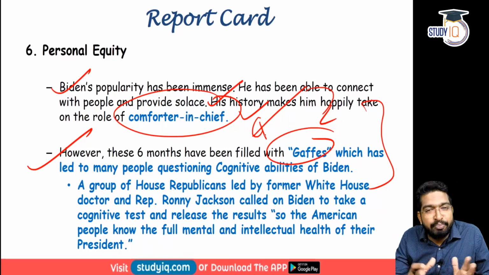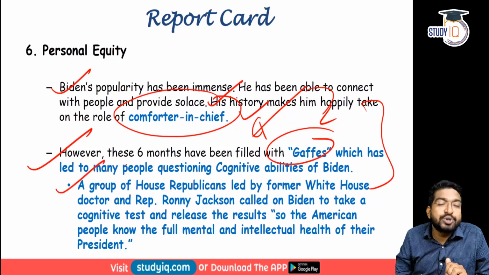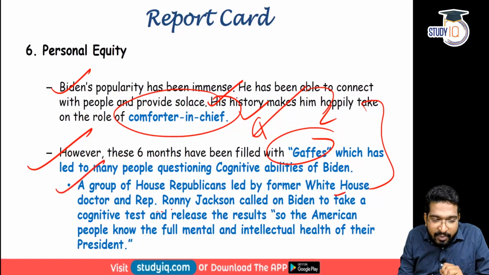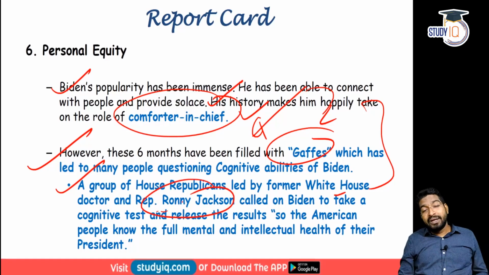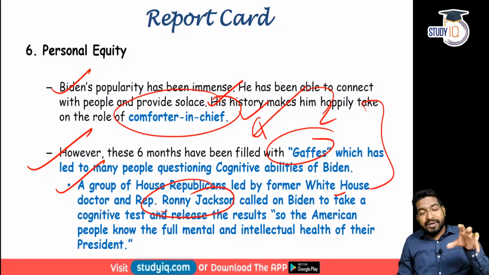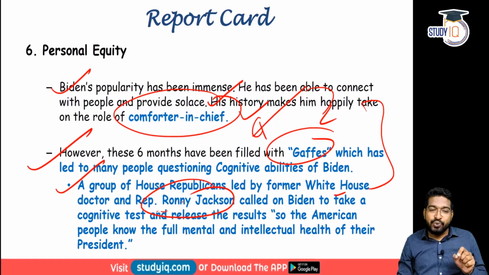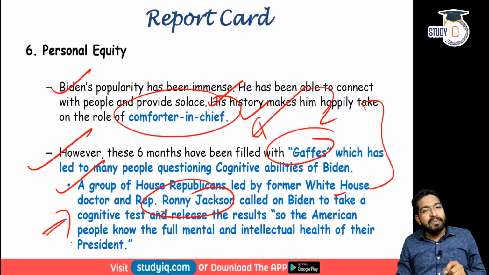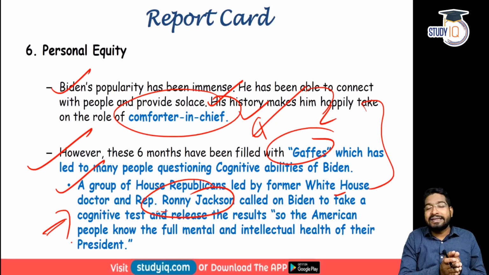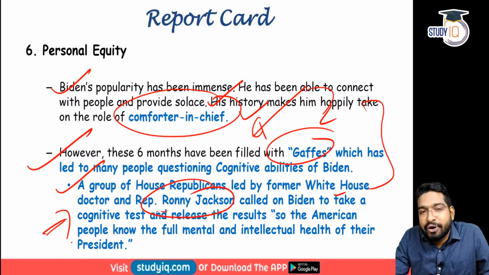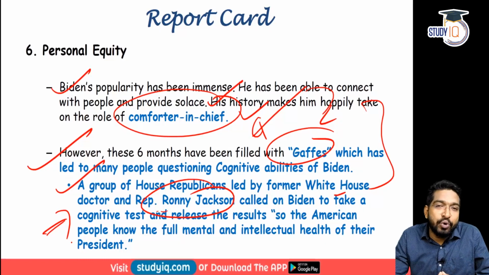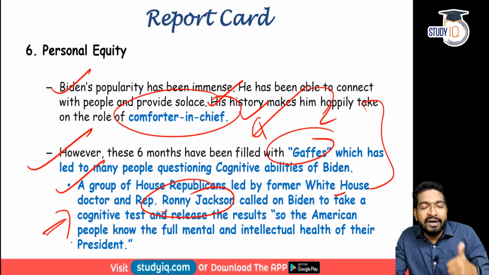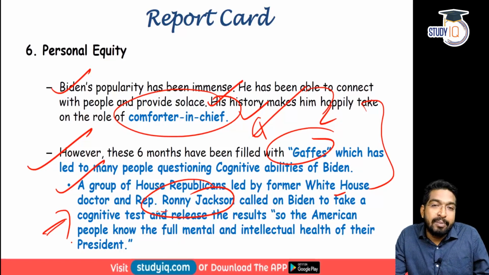Owing to these problems, many Republicans, especially a group of House Republicans led by the White House doctor and Representative Ronny Jackson, have called that President Joe Biden needs to undergo a cognitive test, and the results of these tests have to be made public so that the American people have full faith in the intellectual capabilities of the President of the United States of America. So what we have seen here in terms of personal equity is a very high approval rating in comparison to Donald Trump for sure. But many people have questioned his cognitive abilities.